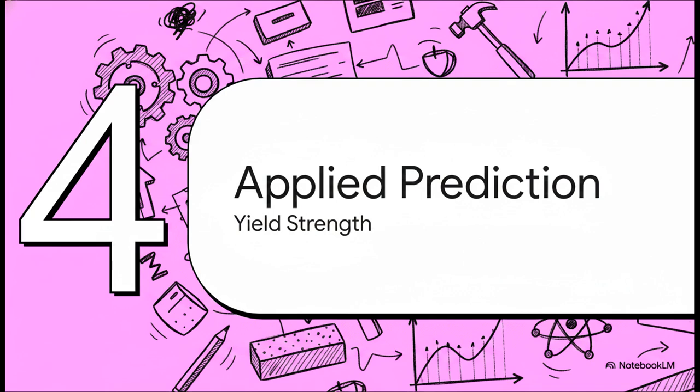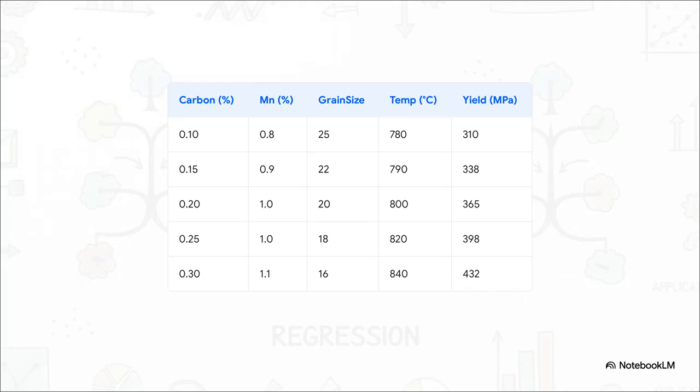All right, let's pivot from computer science theory over to applied material science. We're going to deploy this exact random forest architecture into the real world to solve a genuinely tough engineering problem. Our mission here is to predict the mechanical yield strength of an alloy, which is a highly nonlinear physical property. We're working with a messy, multivariable data set. We've got varying percentages of carbon and manganese, different microstructural grain sizes, and varying processing temperatures.